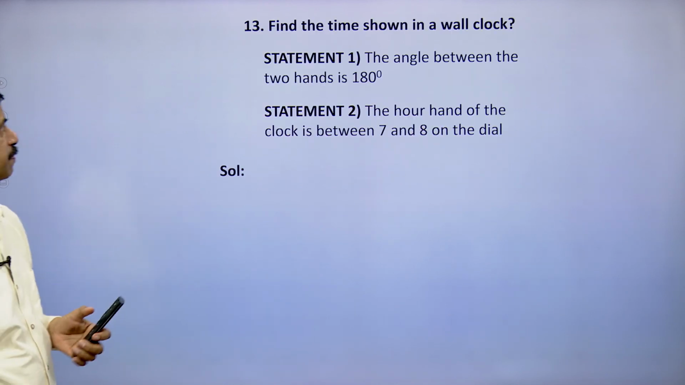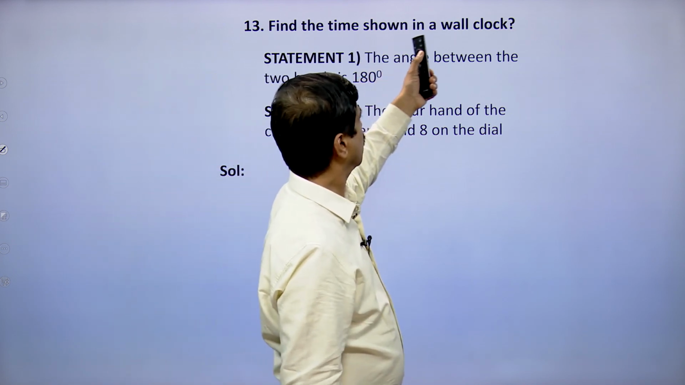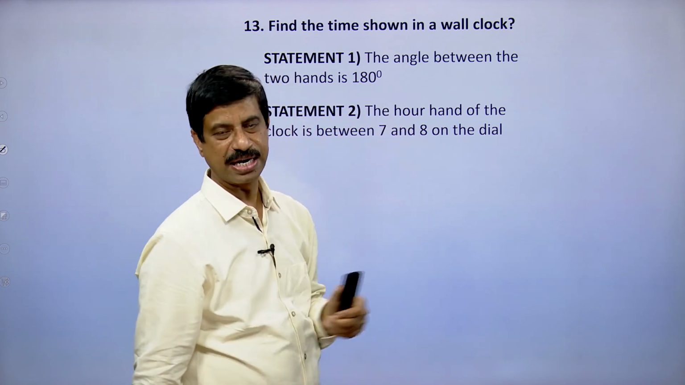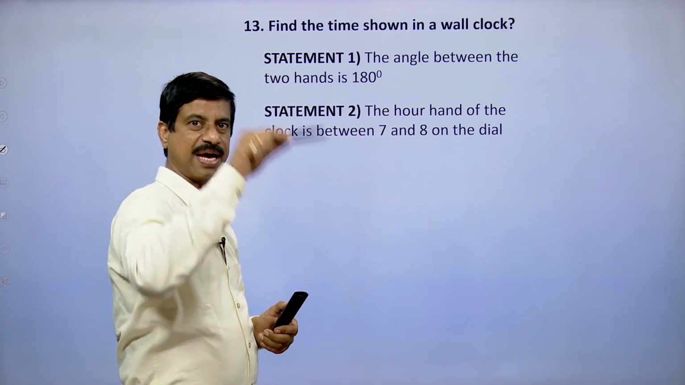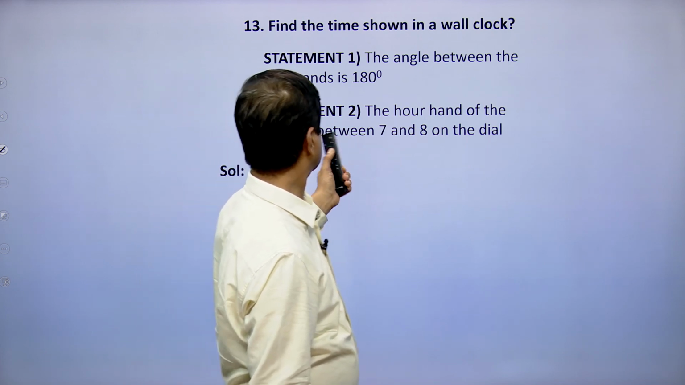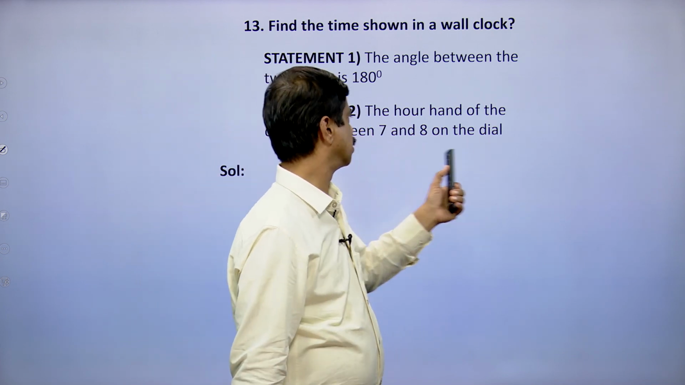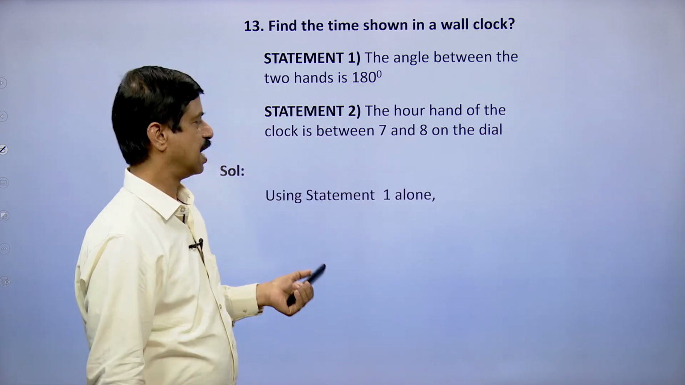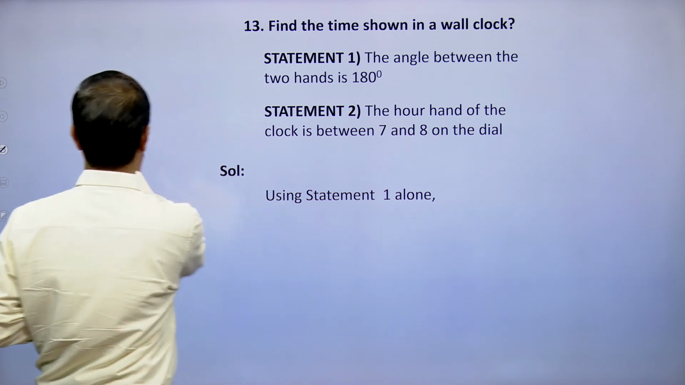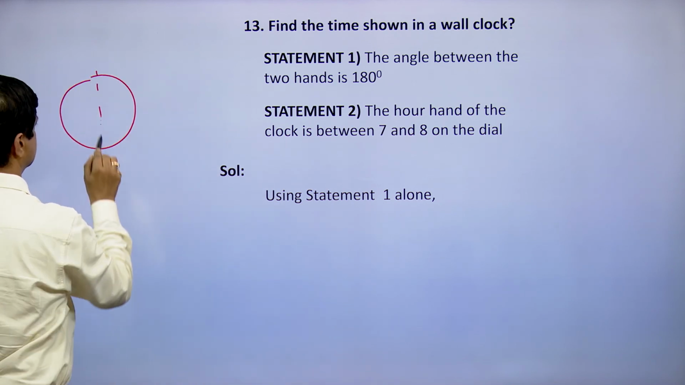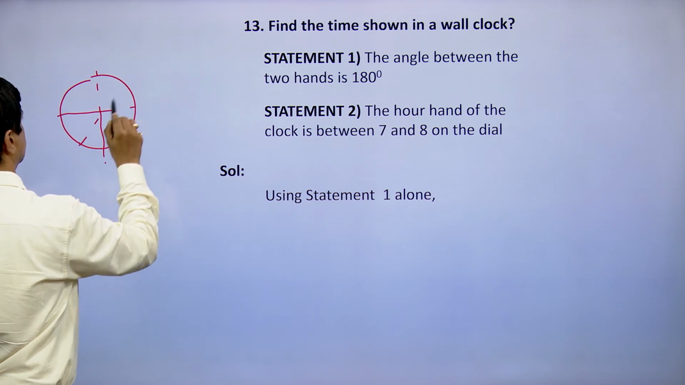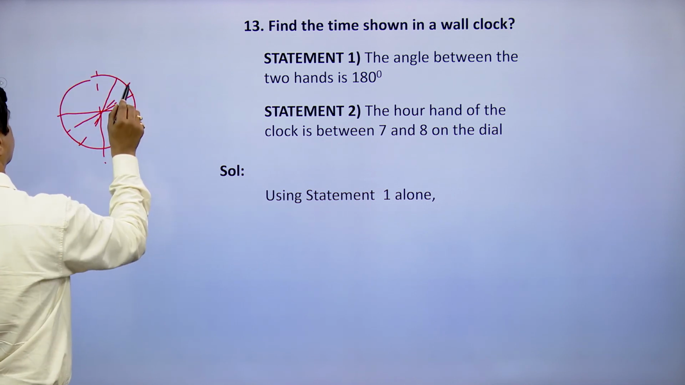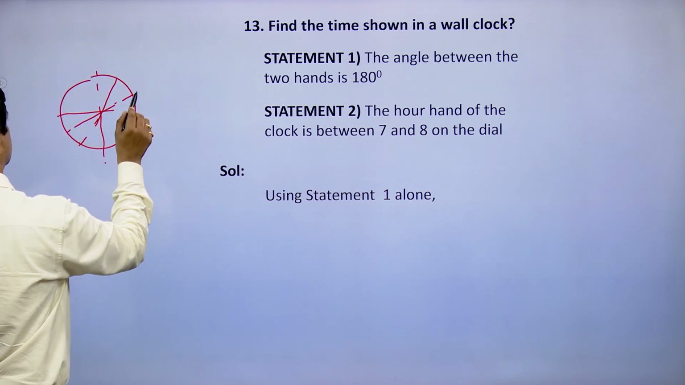Next, let us go to this. Find the time shown in a wall clock. Statement 1: the angle between the two hands is 180, meaning they are opposite in direction. Statement 2: the hour hand of the clock is between 7 and 8 on the dial. Between 7 and 8 it is there. So if it is between 7 and 8, it is like this. This is 7 and this is 8. So this is like this.